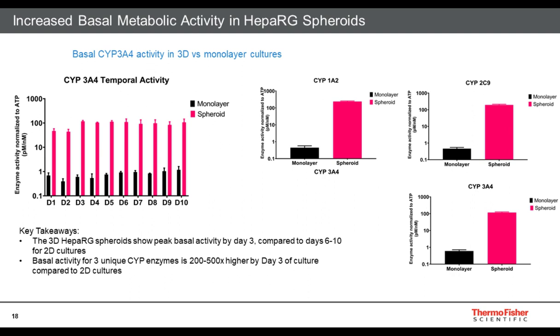Moving over to these right 3 graphs, I just wanted to show that the trend of significantly increased cytochrome P450 enzyme activity held across different CYP enzymes. So this leftmost one is CYP1A2, and then to the right of that is CYP2C9, and then here, pulled from the graph on the left, CYP3A4. So it holds true across all the cytochrome P450 enzymes that we have looked at so far, that there is significantly higher activity in 3D versus 2D. That's orders of magnitude higher.